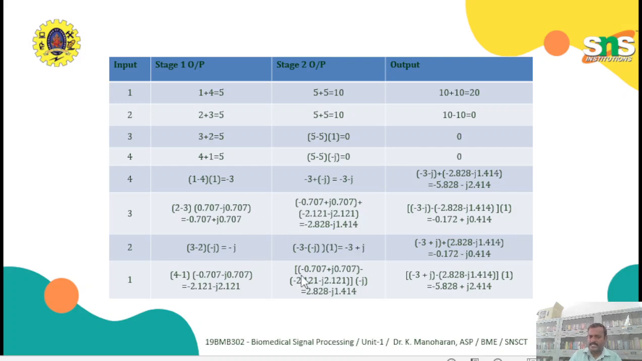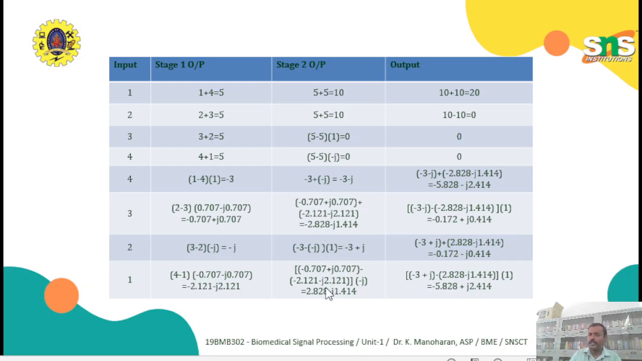And then the last butterfly, look at this. So we have one input, this, and another input, this. So for the up leaf simply add the two inputs. So this input is minus 0.707 minus j 0.707. Take these two inputs and simply add them, you get the output. So this is minus 2.828 minus j 1.414.